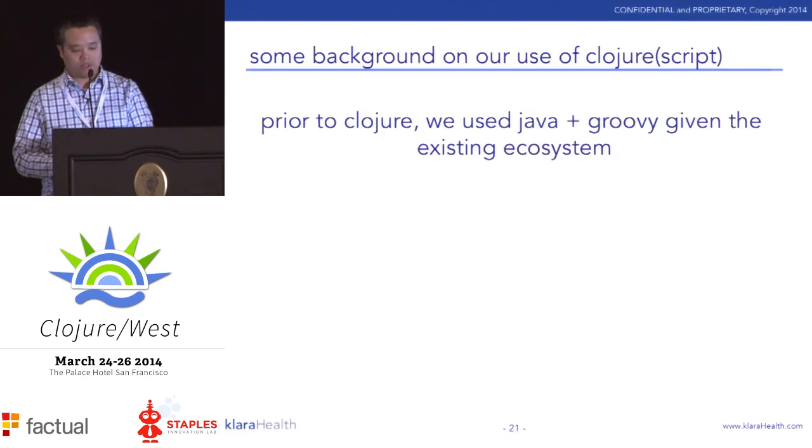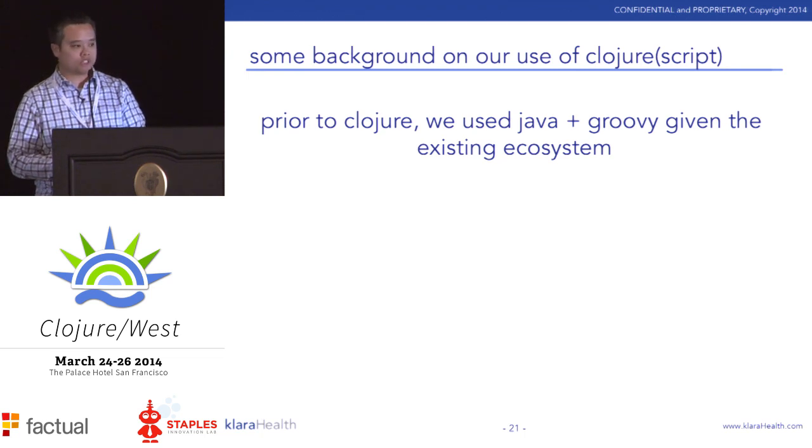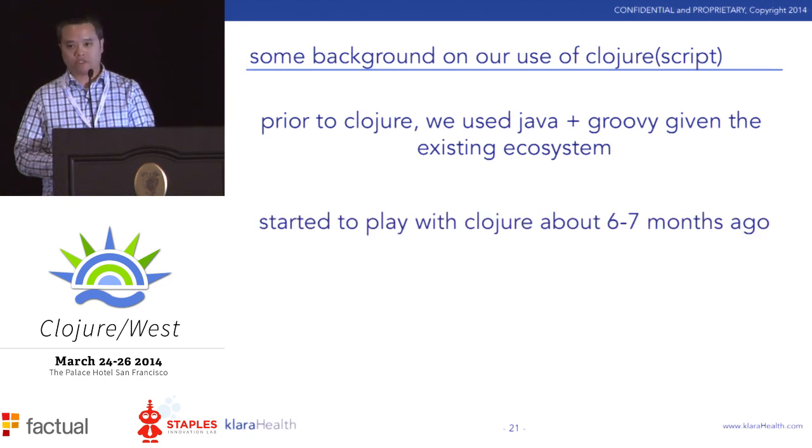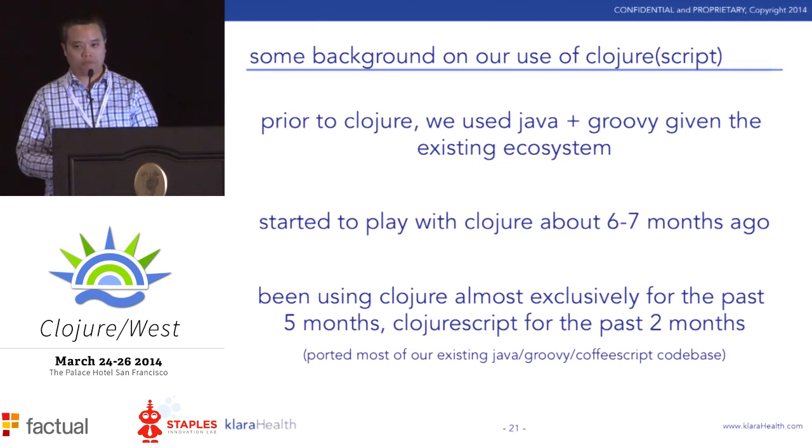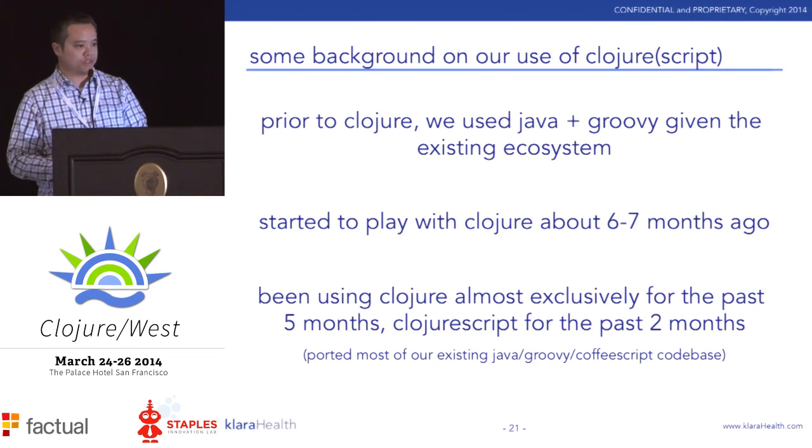Just some quick background, basically we were doing a lot of Java, and then we started doing some Groovy, mostly because the existing ecosystem has a lot of Java and a lot of it runs on the JVM. About 6 to 7 months ago, we started to play with Clojure, mostly just experimentation, futzing around with it. Then 5 months ago, we started using it pretty exclusively, and then ClojureScript for about the last 2 months. We've ported quite a bit of our code. Pretty much all of the Java and Groovy has been ported over, and that was way faster and more painless than we had expected. The CoffeeScript and ClojureScript side of it, we're still learning, and I have some questions about that later.